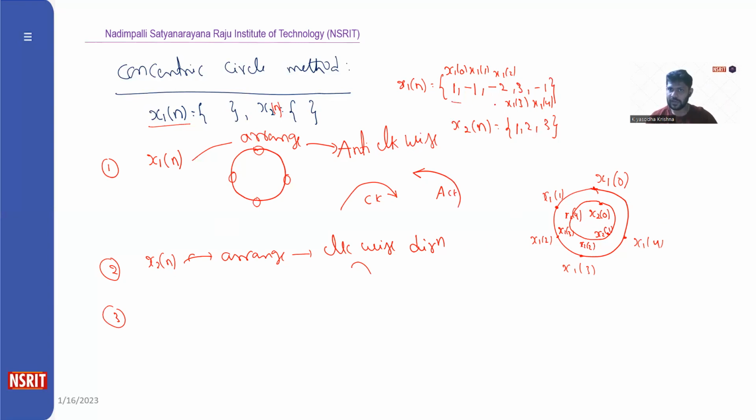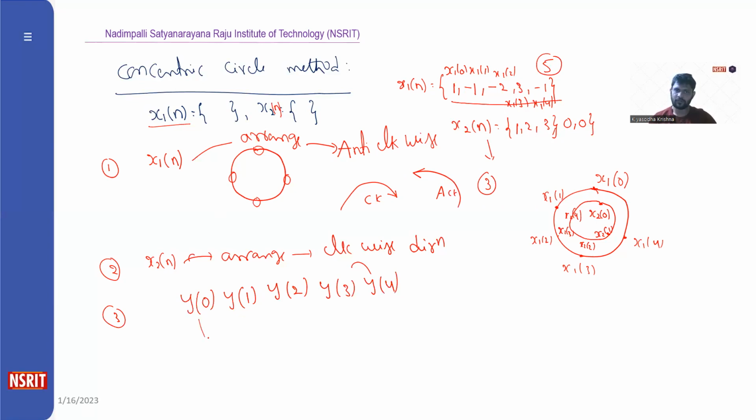Where x1 of 0 having the 5, means length is 5. But here x2 of n length is 3. So you should keep it in your mind. You can add some extra 0 pads. This is called 0 pads. Now after arrangement of all these, now we have to calculate y of 0, y of 1, y of 2, and y of 3, and we know that y of 4.